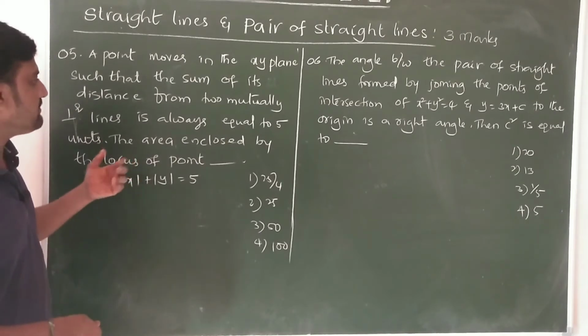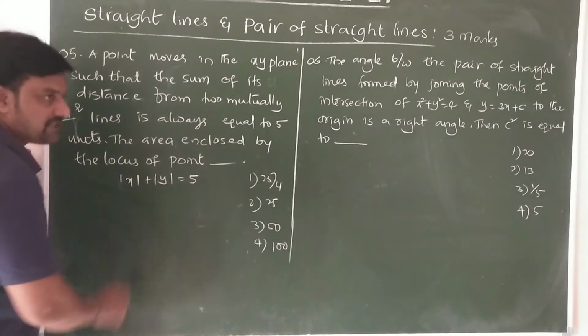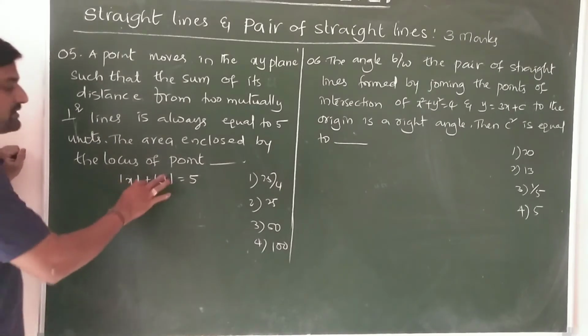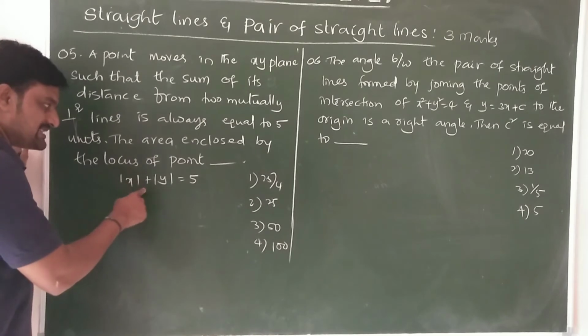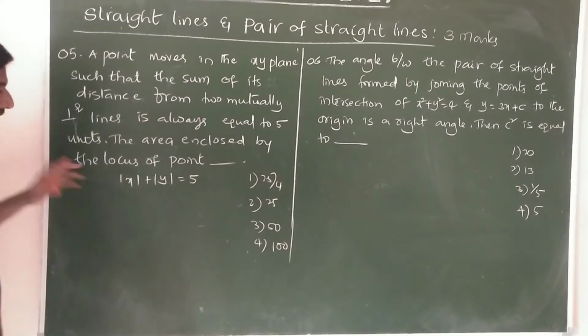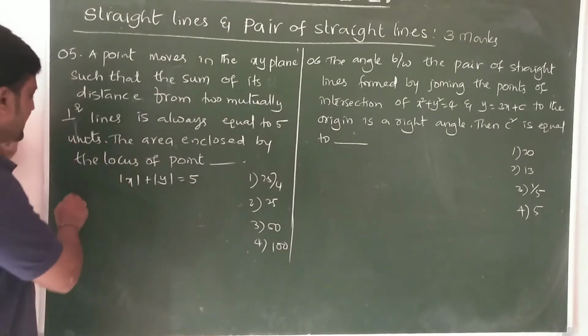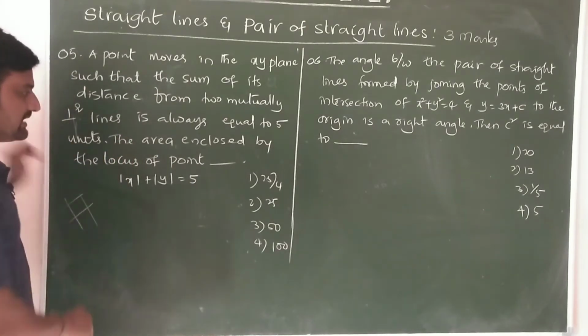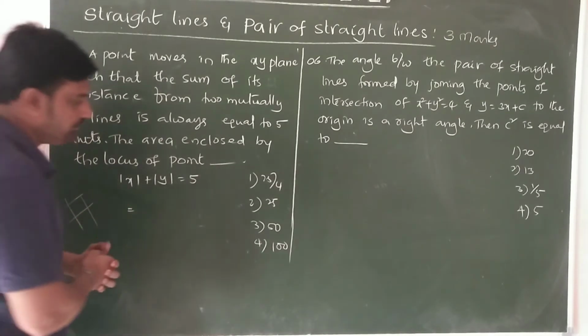Maybe the locus of the point has a different equation. Actually here we have different equations. Suppose modulus x plus or minus y equals plus or minus 5, okay. Actually we have 4 equations. So the area formed by the equations like this is like the previous problem.